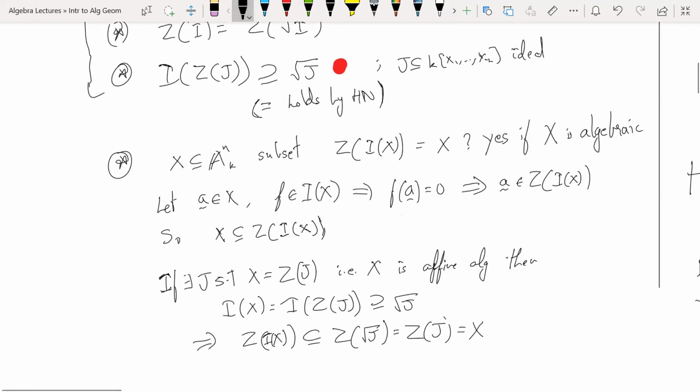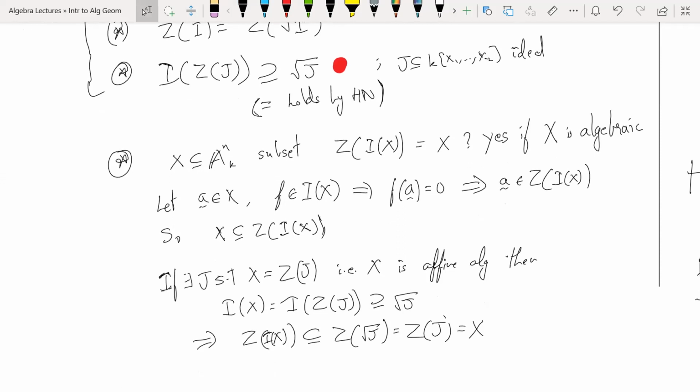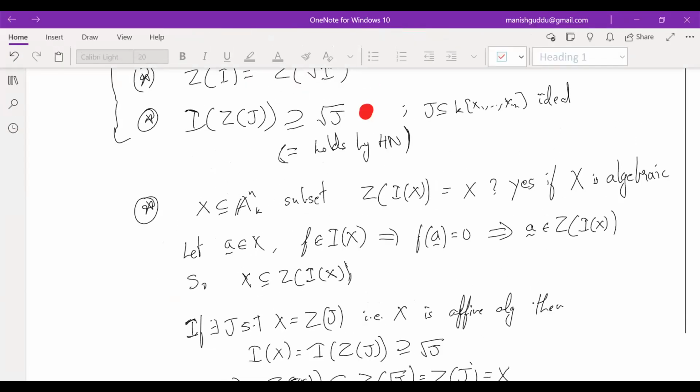Okay. So this identity, if X is an algebraic set, is fine. It doesn't require any big result like the Hilbert Nullstellensatz. For this inclusion, we don't use the Nullstellensatz. This is just some set-theoretic manipulation about some basic things. Any questions so far?